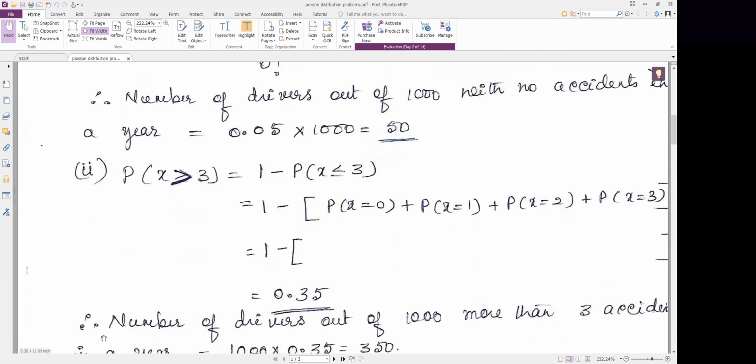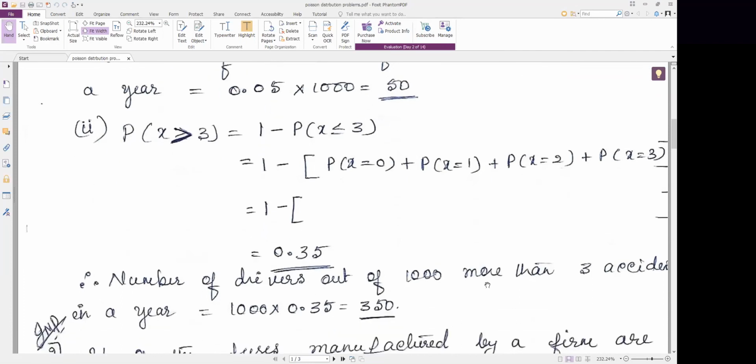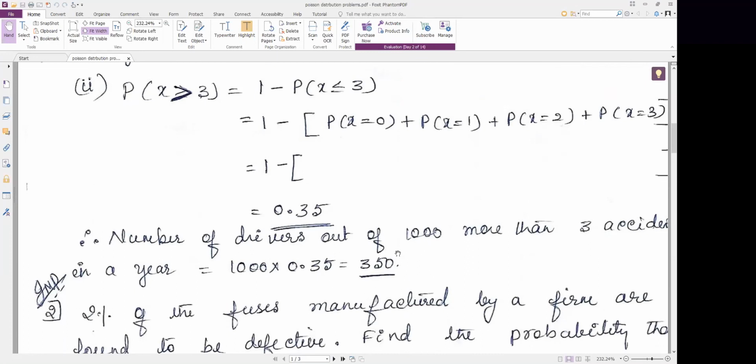Now this is for one driver, and we need the number of drivers out of thousands. So multiply by 1000. So how many drivers will have more than 3 accidents in a year? Out of 1000, 350 drivers will have more than 3 accidents.